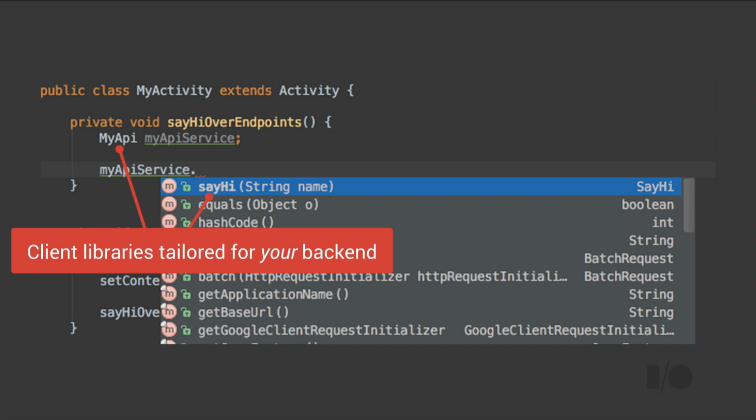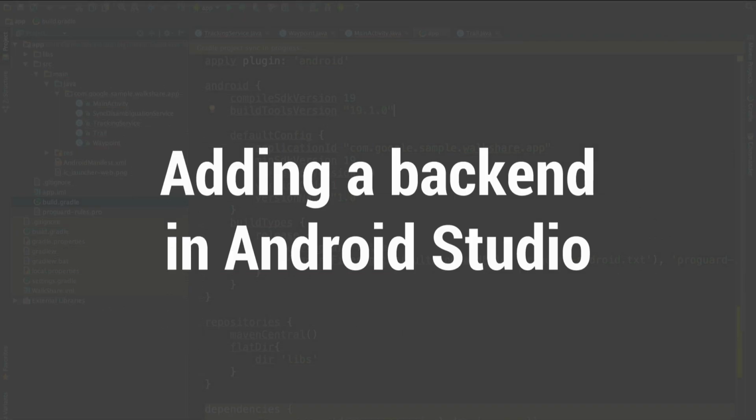And this is a screenshot from Android Studio, where you can see a my API object exposed, which has a say hi method. All of these libraries, which I can call from Android client, were generated just from those simple annotations. So at this point, I'm actually going to hand it over to Jatin, who's going to give us a simple example of how to add the backend like that from Android Studio.